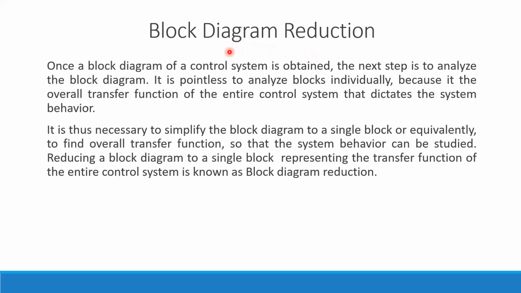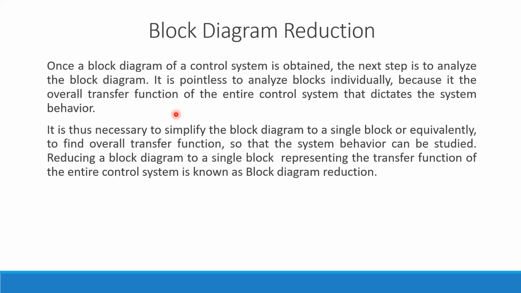It says that a block diagram is nothing but a pictorial representation of your physical system, which consists of a number of blocks. There may be a large number of blocks, so you have to reduce these blocks into a single block, and that single block will represent the whole physical system. Once a block diagram of a control system is obtained, the next step is to analyze the block diagram.